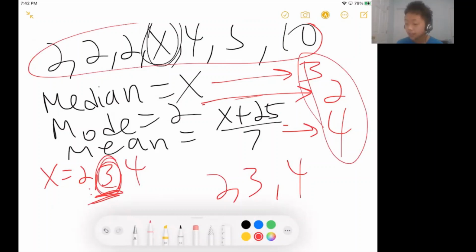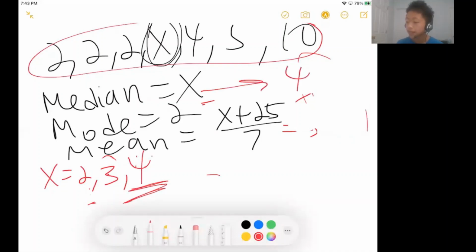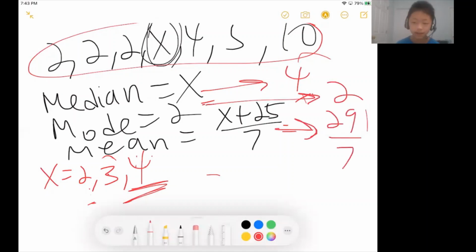And our last case is when x equals 4. If x equals 4, then the median is 4, the mode is 2, and the mean is going to be 29/7. And you can pretty easily see that's obviously not an arithmetic progression.